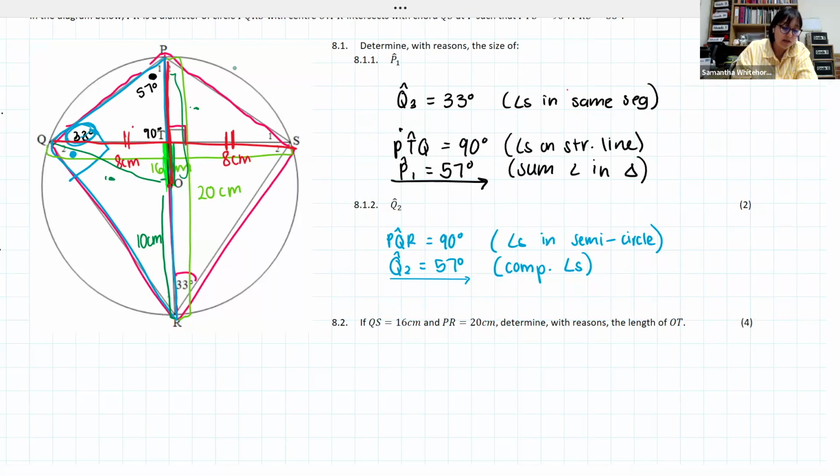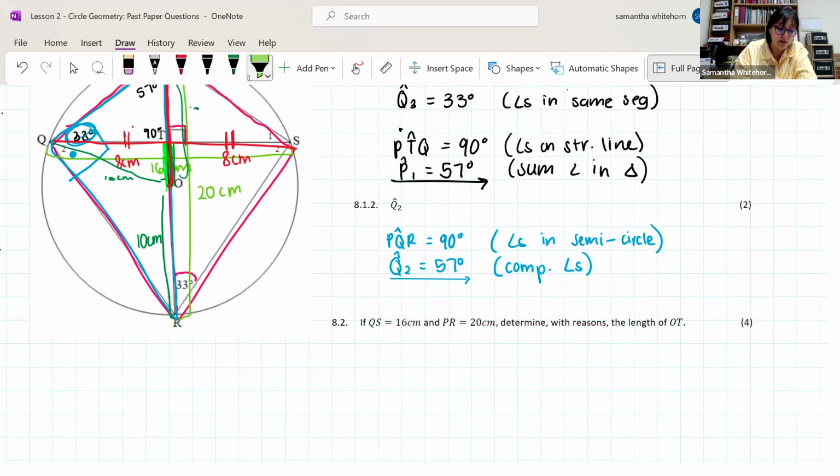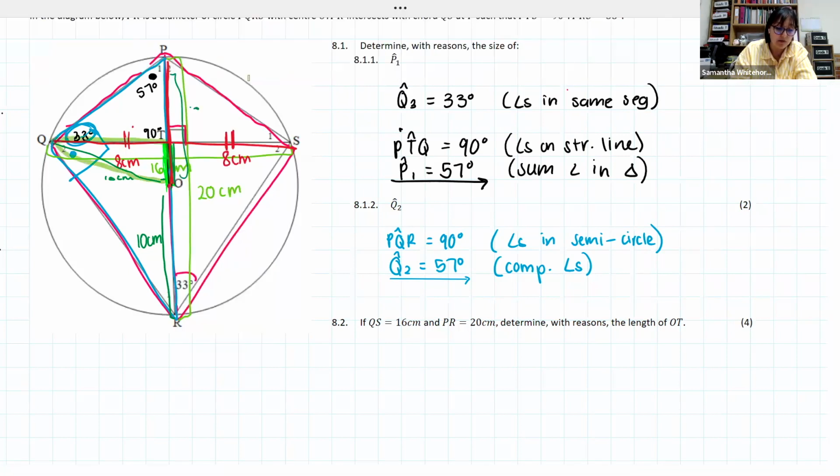And because we've just established that the radius is 10 centimeters, what we have now actually got is a right angle triangle. QTO is our right angle triangle. And so we can use Pythagoras here in order to get the length of OT. So whenever you have a length, and particularly when you've got a line from your center perpendicular to your chord, or even if you're told it bisects your chord, you have a right angle triangle. And so you can go and use Pythagoras.